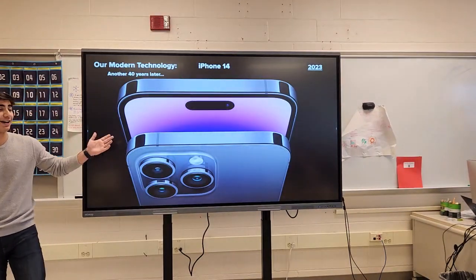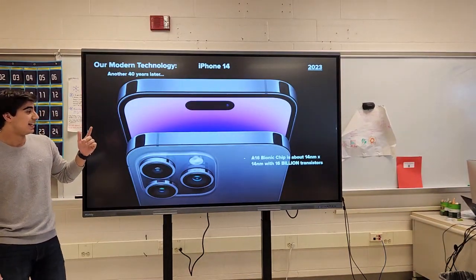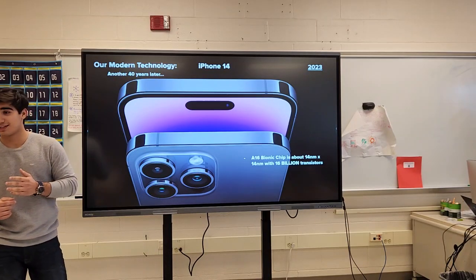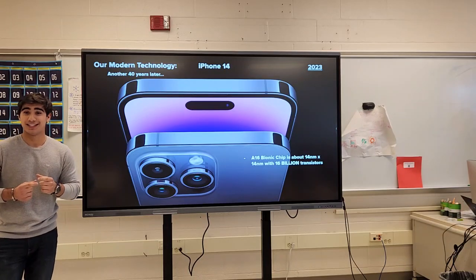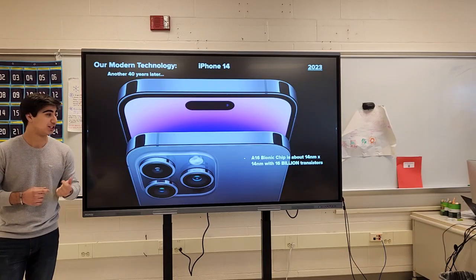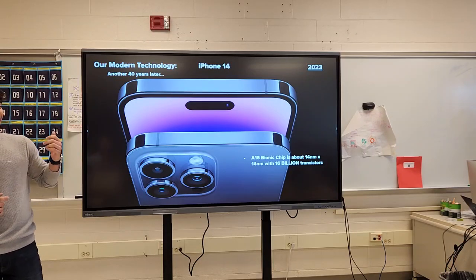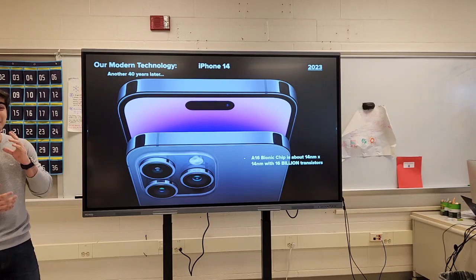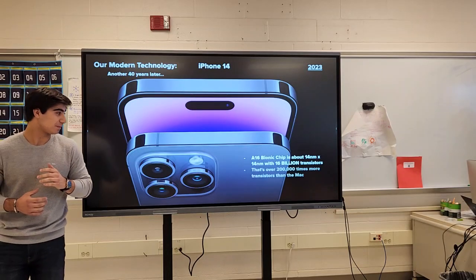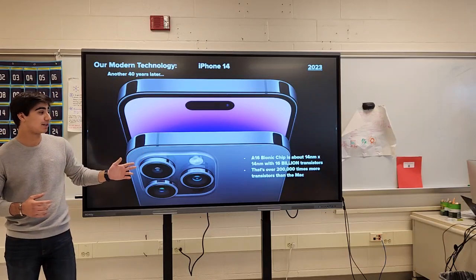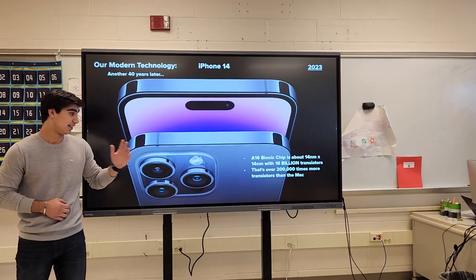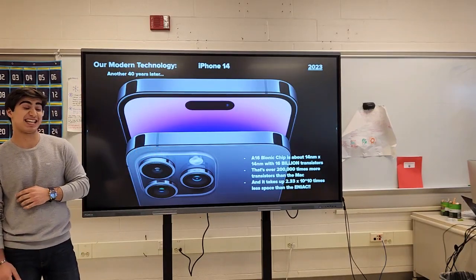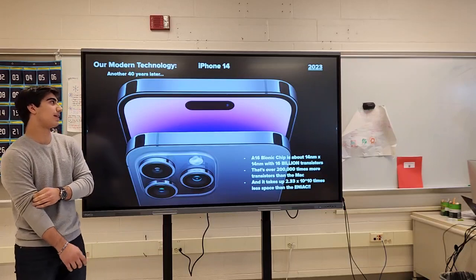Now, 40 years later, we get the iPhone 14, and the chip is 14 nanometers by 14 nanometers. For reference, an atom is roughly half a nanometer, so we're pretty close. And we get 16 billion transistors. So we went from 68,000 to 16 billion in 40 years. And again, that's 200,000 times more transistors, and roughly 2 times 10 to the 10 times less space than the ENIAC. So we can actually see the progress that we've made.